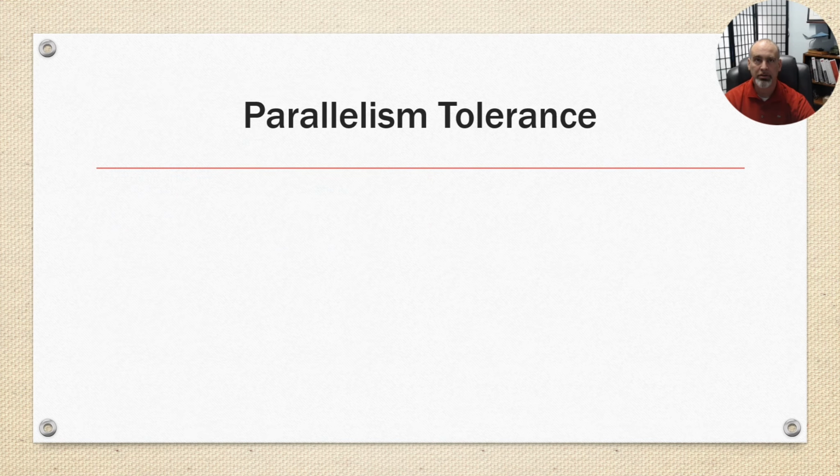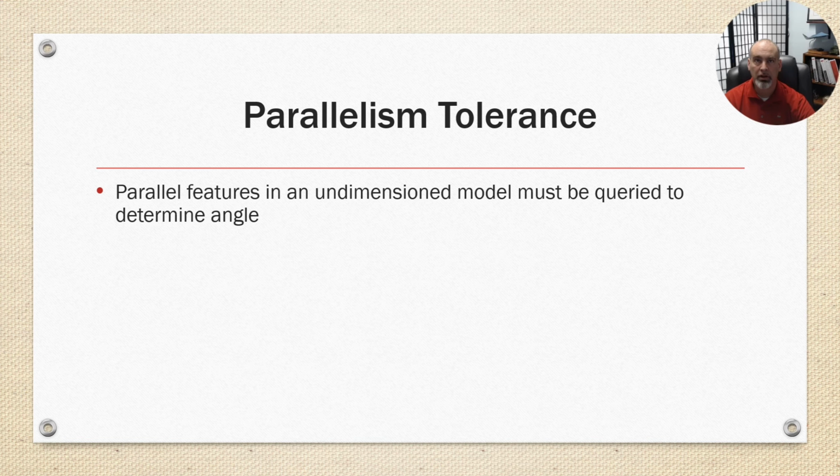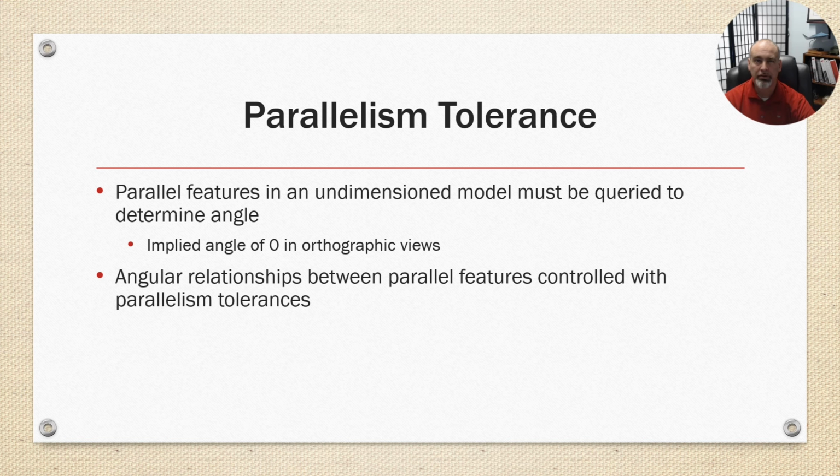Parallelism tolerance. Parallel features on an undimensioned model must be queried to determine the angle. Implied angle of 0 in orthographic views. Angular relationships between parallel features controlled with parallelism tolerances.